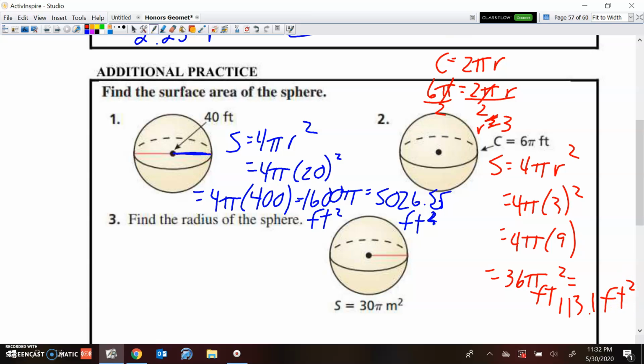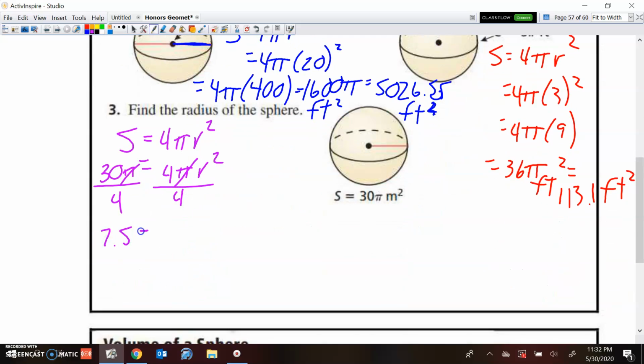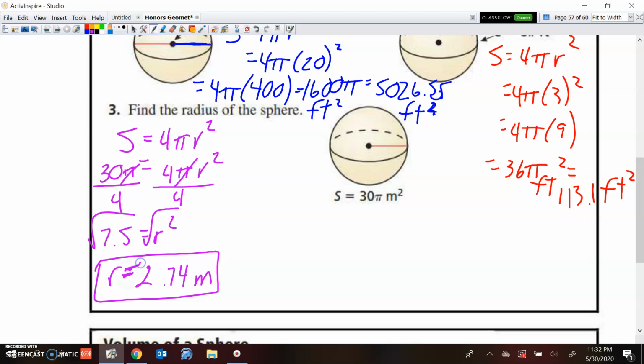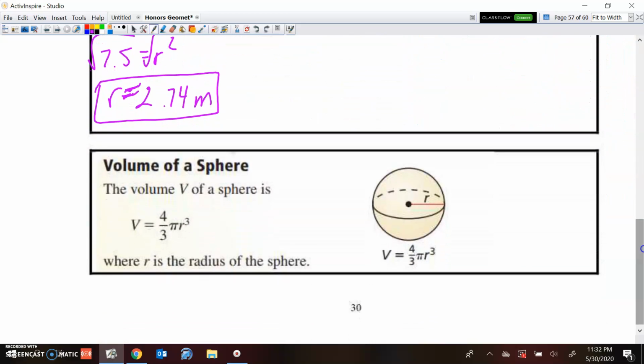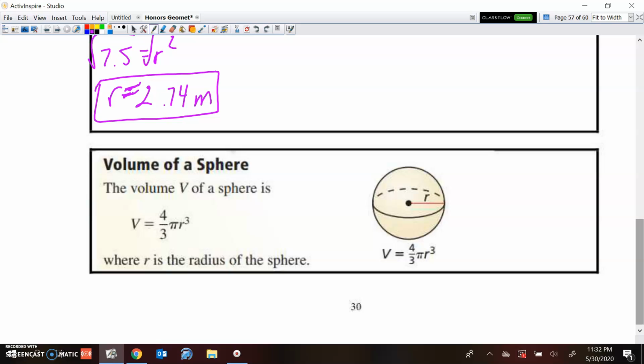And one more of this type. Let's try number 3. Find the radius of the sphere. Surface area is 4 pi r squared. I'm going to replace surface area with 30 pi. My pi's are going to cancel. I can divide by 4 on both sides. 30 divided by 4 is going to give me 7.5. So 7.5 equals the radius squared. And whenever I take the square root of that answer, I'm going to get not a nice neat number, but about 2.74 meters. That's approximately. And it's always nice, you can work backwards and sub it in and see if it's the right answer. All right, let's move on to volume now.